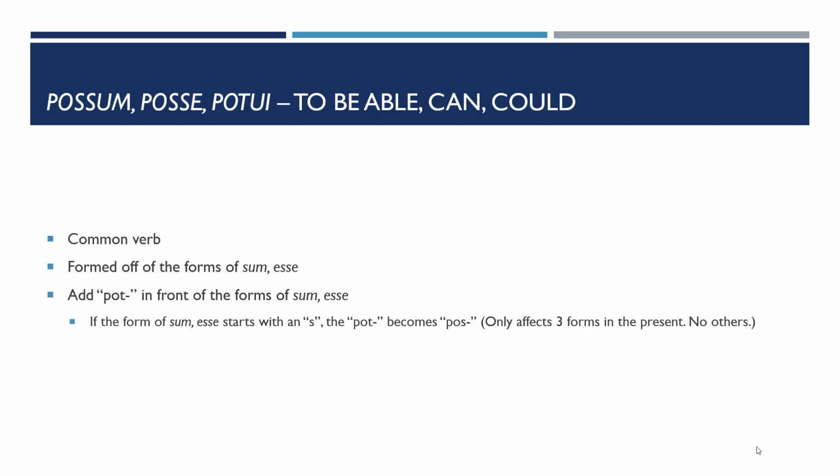Okay, really, that only affects 3 forms. There's only 3 forms in the present tense. No others are really affected by that. But it is a rule you need to be aware of. If the form of to be starts with an S, then you have to make it POS. And yes, there'll be 2 S's there.